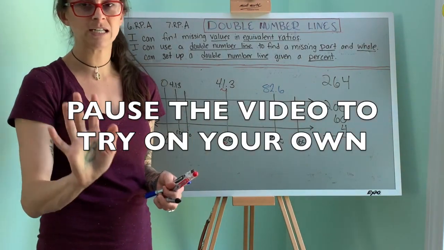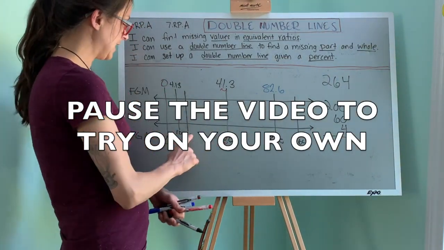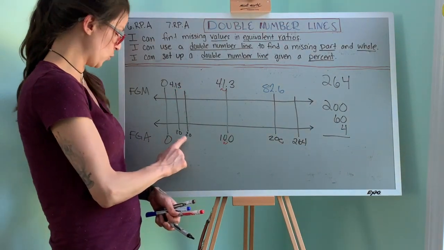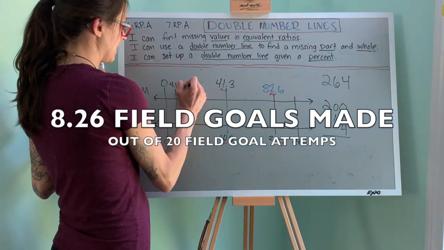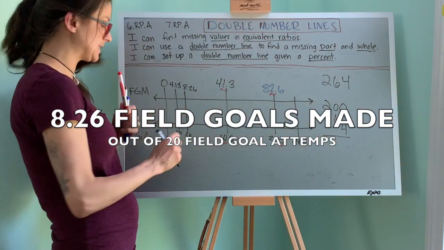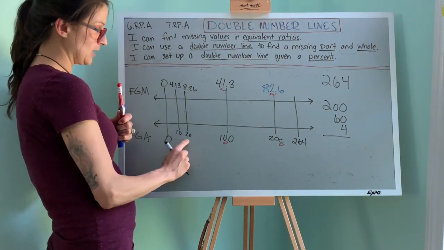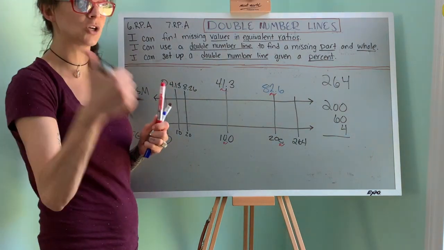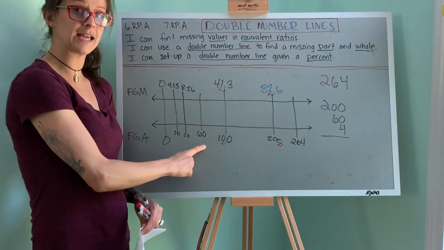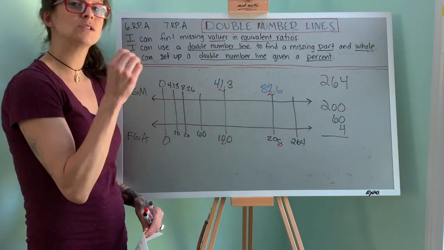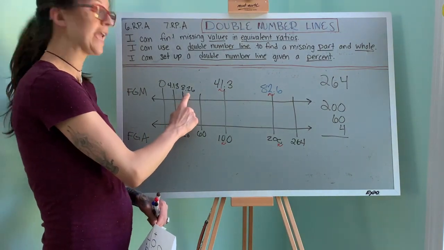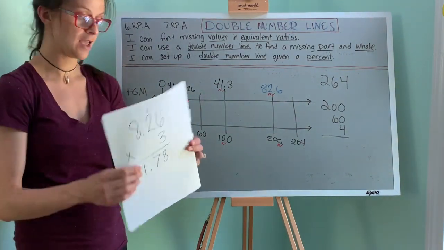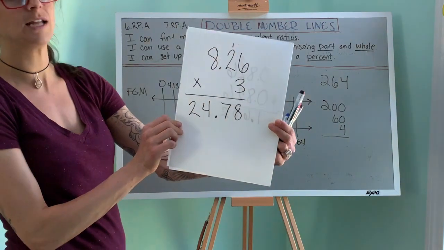Pause the video if you want to take a second to attempt writing the field goals made for 20 attempts, and I get 8.26. And it still makes sense because double 10, I get 20, double 4 13/100ths, I get 8 26/100ths. If I multiply 20 by 3, I get 60. I'm going to use that same pattern to multiply 8 26/100ths by 3, and I will get 24.78.